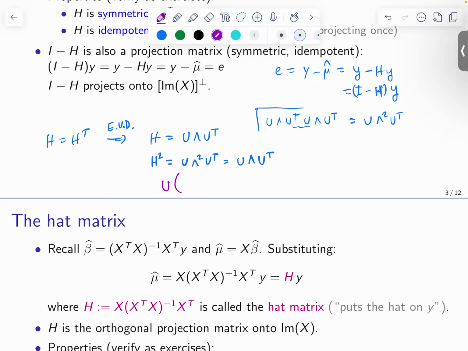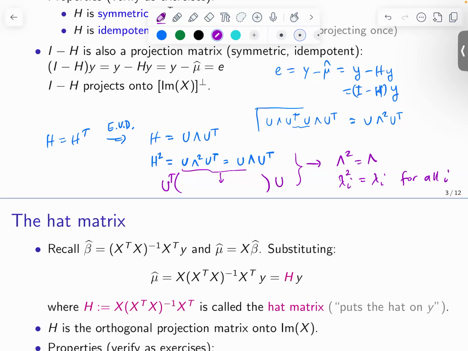I'm going to multiply both sides by U transpose on this side and U on the other side. So this equation in between, multiply both sides and then use the properties of U. You conclude, and this is an exercise for you, you conclude lambda squared is equal to lambda. So U is going to go away. And these are diagonal matrices. So this just means that lambda I squared is equal to lambda I for all I.